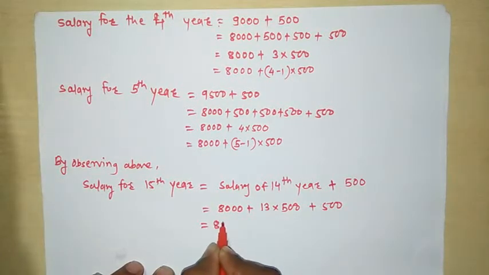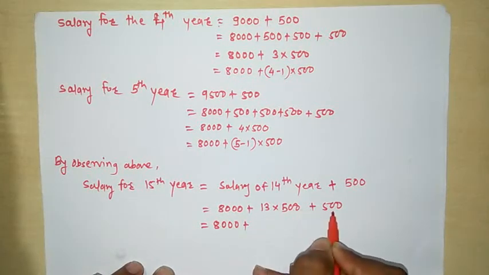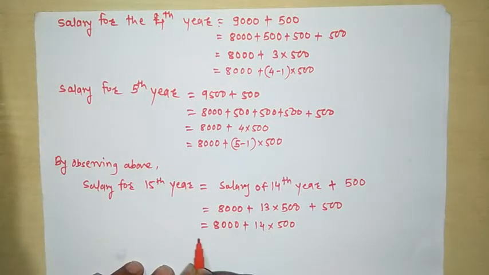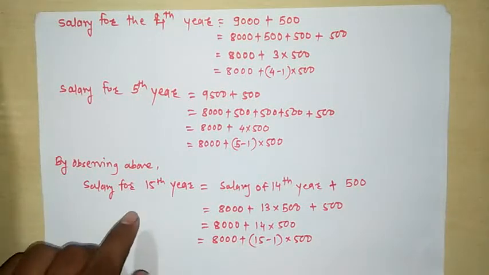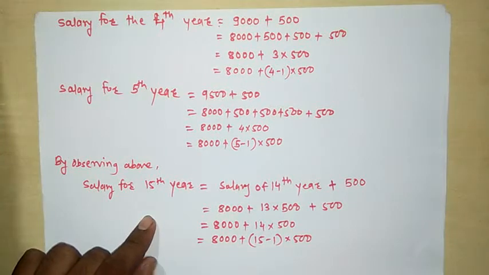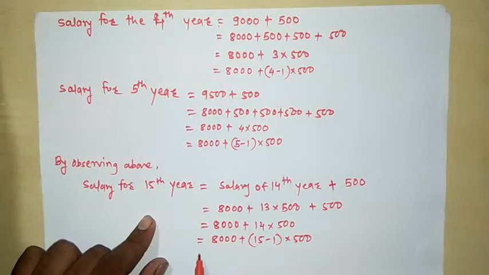Now it can also be written as 8,000 plus this one 500 and this one 500. One more 500 is added. Therefore we can directly write it as 14 into 500, which is equal to 8,000 plus this 14 can also be written as 15 minus 1 into 500. Observe this, friends. Here we got the salary for the 15th year, and here the number is 15.